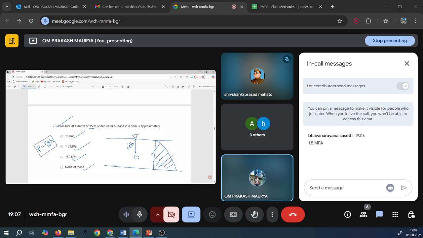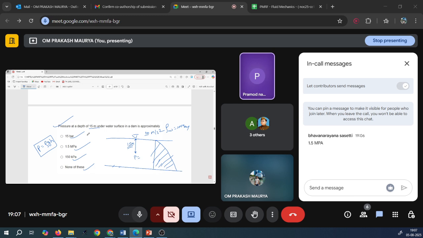Now everyone can solve. Rho means rho of water, that is 1000 kg per meter cube, and g you can consider here as 10 meter per second square, and h is given. Now I want an answer from your side. Okay, one student is telling 1.5 megapascal. Okay, good. Other students, please also try to write your answer. Another says none of the above. Okay. Other students, please also.